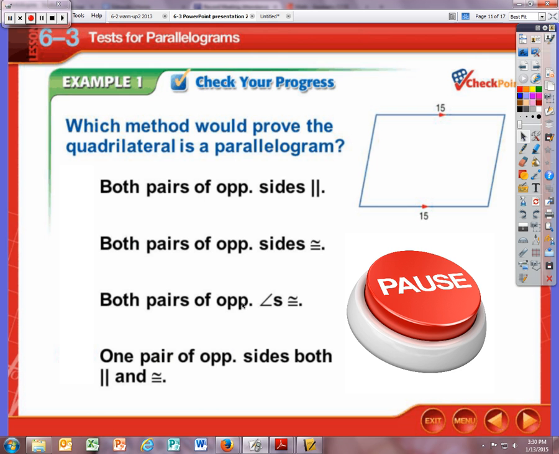We don't know anything about the angles, so it can't be the third one. We don't know both pairs are congruent. We only know one pair. Then both pairs are parallel. We don't know that this pair is parallel. So the only one that makes sense is going to be this last one.